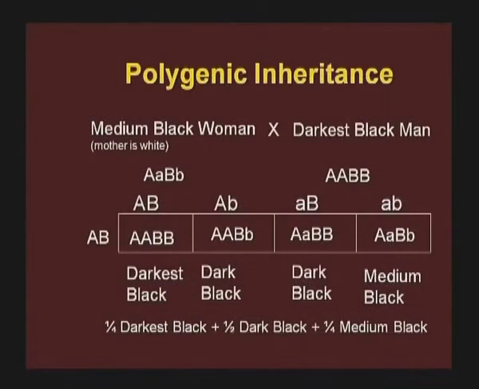The polygenic inheritance is also shown here in this crossing, where a medium black woman marries a darkest black man, and the progeny can be darkest black, dark black or medium black as shown in the table, depending upon the various random combinations of the multiple alleles.